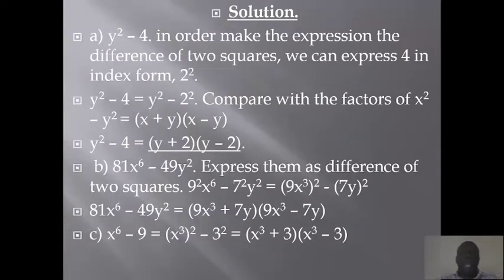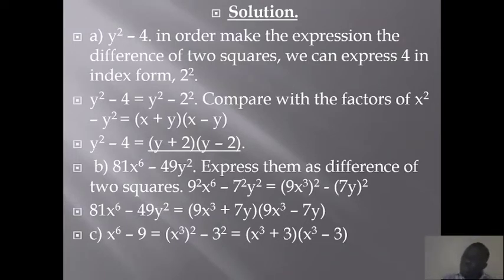So now we look at 81 as a perfect square, and 49 as a perfect square. So what are the things that you will square that will give you 81 and 49? If I square 9, I will have 81, and if I square 7, I will have 49. So in this aspect, I have x raised to the power of 6.